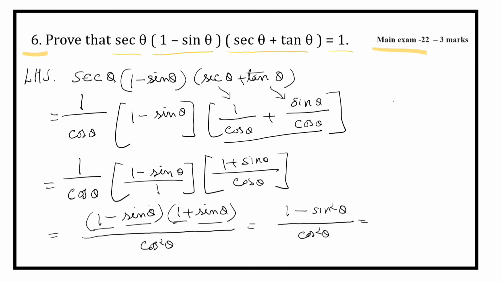Now you can understand that 1 minus sin square theta is equal to what? This is cos square theta upon cos square theta. You know sin square theta plus cos square theta is equal to 1. So 1 minus sin square theta is equal to cos square theta. Here you can cancel it. It is 1. 1 is RHS, isn't it? Hence proved.